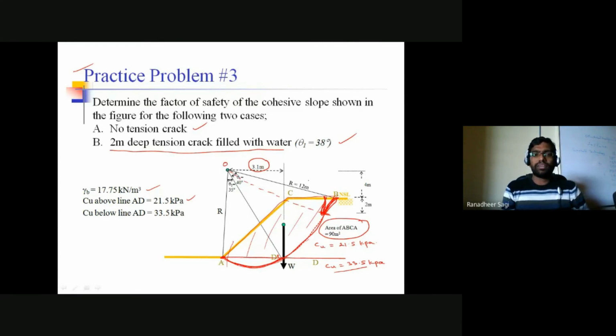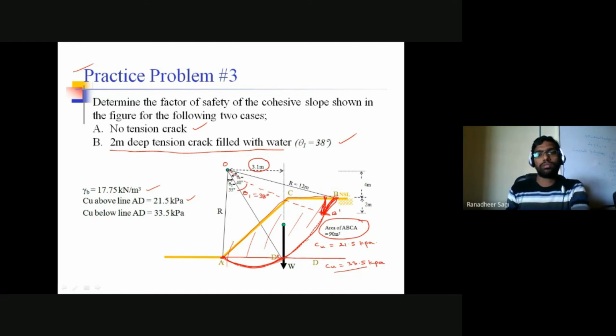Okay, so subsequently it is given that earlier the theta1 angle was 40 degrees, but because of the tension crack that developed, the so-called failure plane angle, which you are defining between the D dash point and the B dash point, is given as 38 degrees.